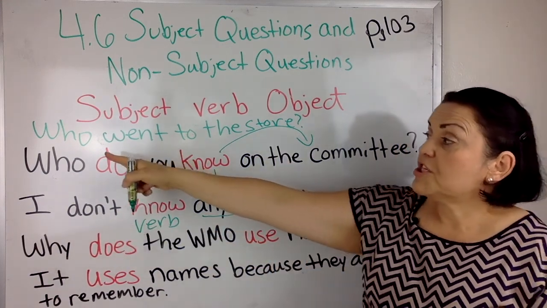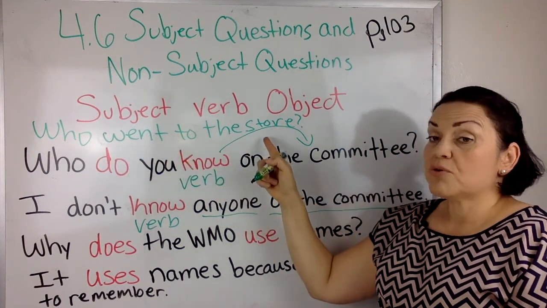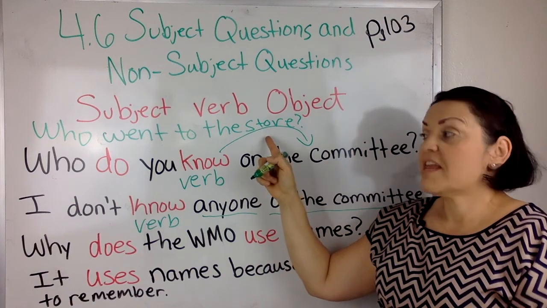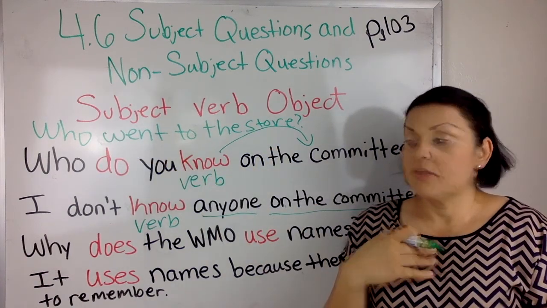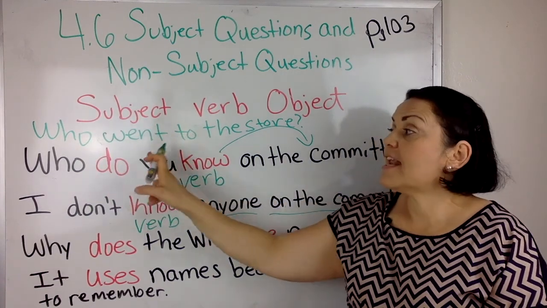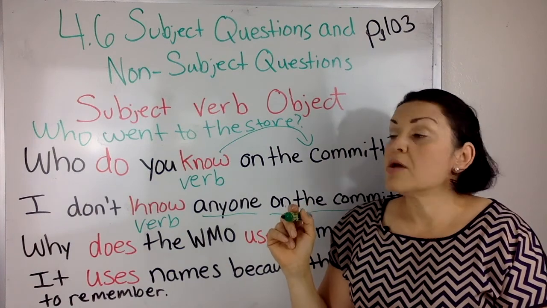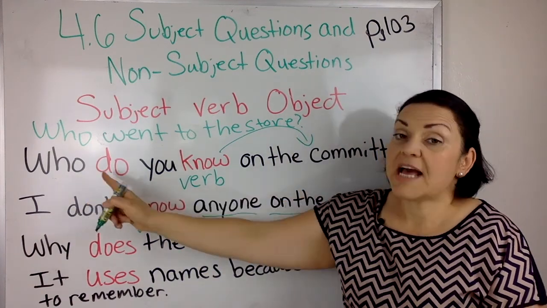But if you look at this question, who went to the store? Is the answer the store, Walmart? They want to know who. I went to the store. So that is about the subject, and it does not have do. When you ask about the object, it will always have do.